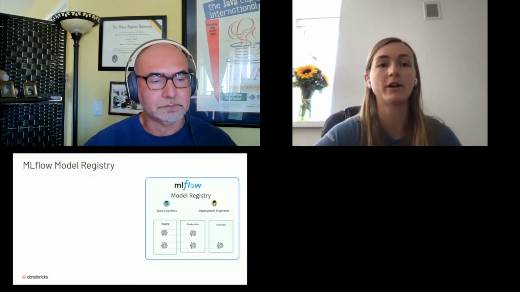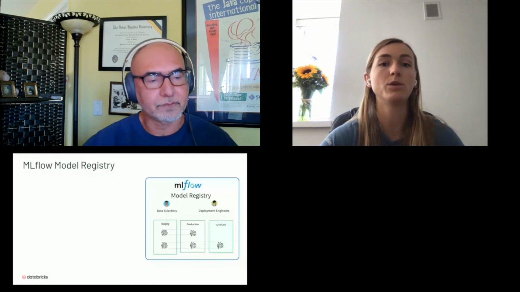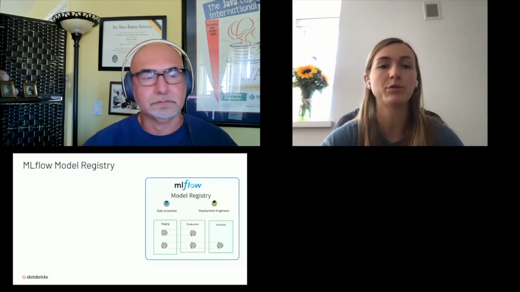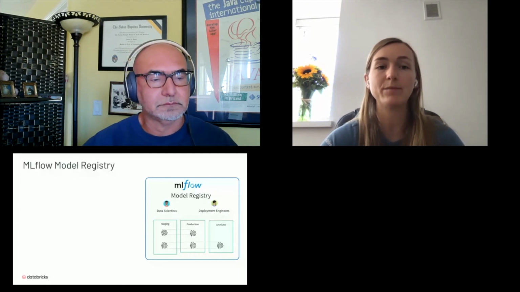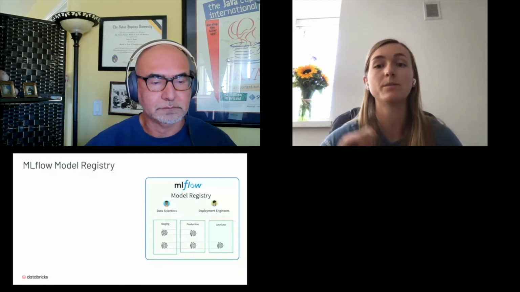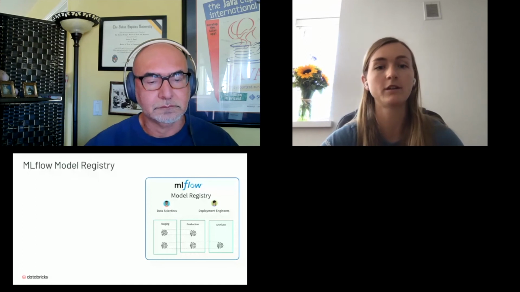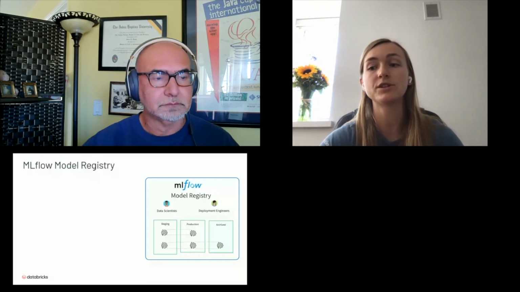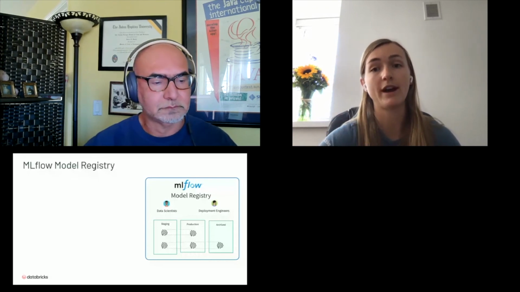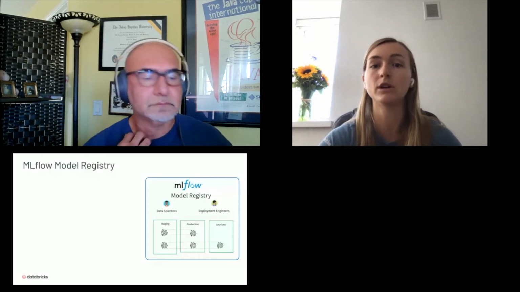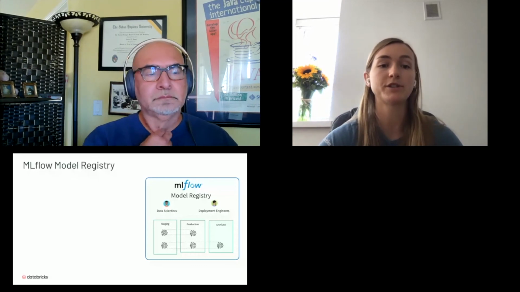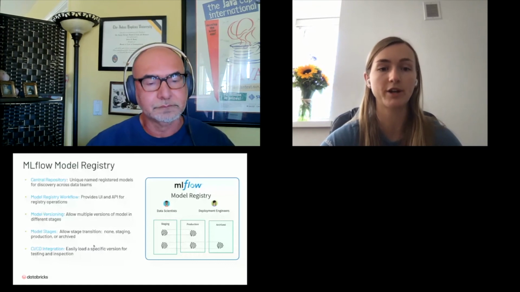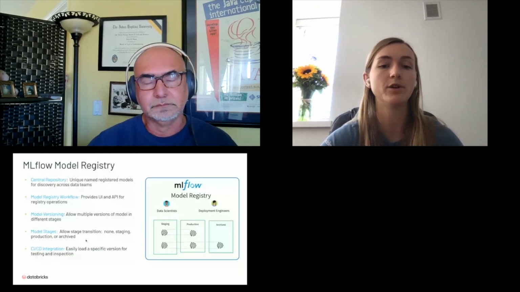And so the MLflow model registry gives you a central repository with unique name registered models, allowing everyone to discover where those models are. And it provides all of these benefits: UI and API for registry operations, so you can do it manually or you can do it programmatically. It also allows for multiple versions of models in different stages with a consistent URI. So for example, load latest production or load latest staging. It also allows for model stages. So for example, stage transitions from none to staging to production or archived. And then you can easily load in specific versions.